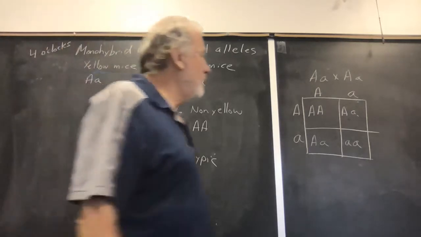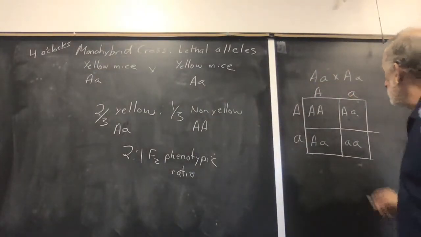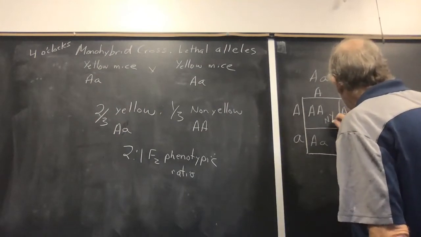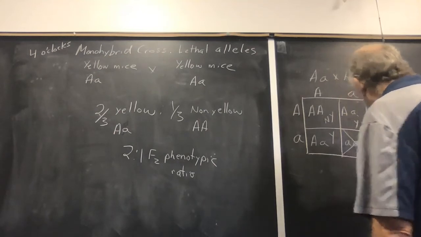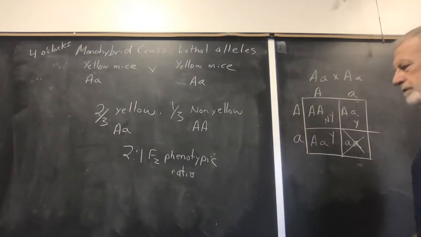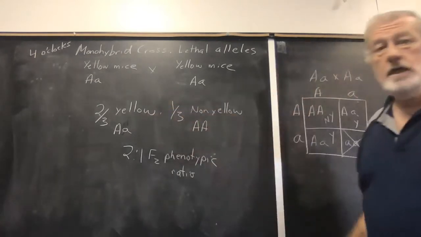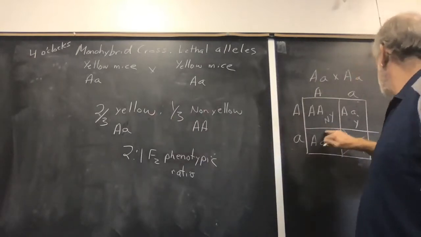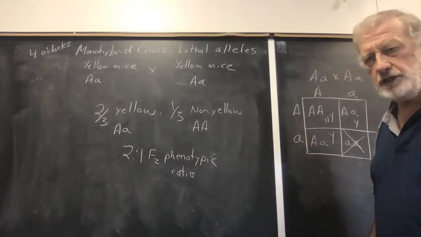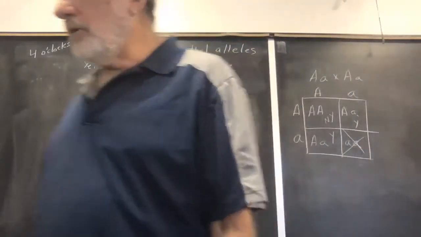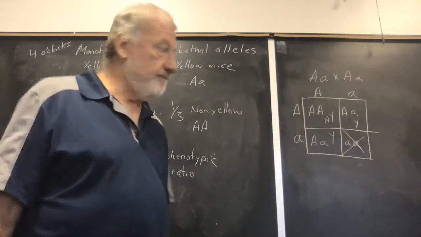And so, if we go over a Punnett square, we've got a cross like this, except these guys are non-yellow, these guys yellow, yellow, and those that got the little a genotype were stillborn, so they don't count, of course. So that's how we get this 2-to-1 phenotypic ratio. 2/3 heterozygotes, 1/3 homozygotes. The other homozygote doesn't exist. And so that's our 2-to-1 ratio, indicative of lethal alleles.